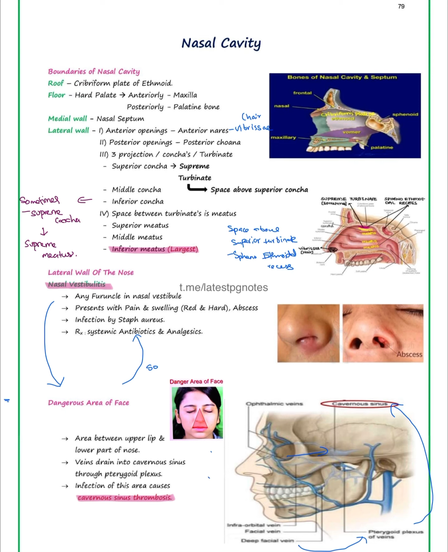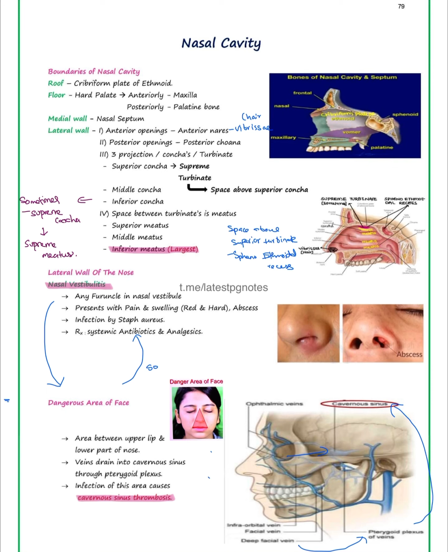Then the floor is formed by the hard palate, anteriorly by the maxilla and posteriorly by the palatine bone. This hard palate is formed by both the maxilla and palatine bone, which form the floor of the nasal cavity. Then the medial wall is formed by the nasal septum. We will see the parts of the nasal septum later.